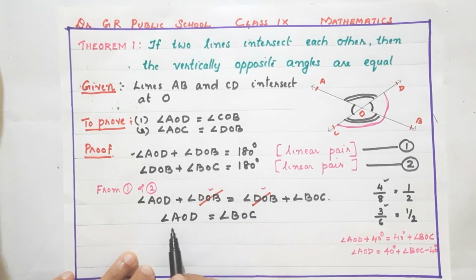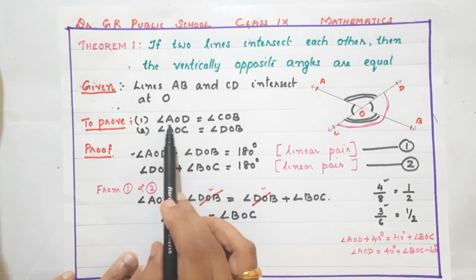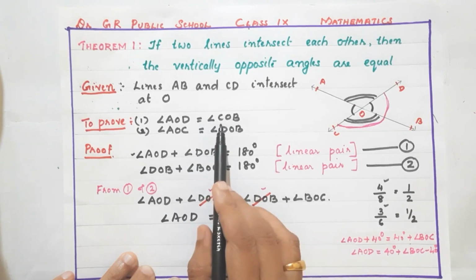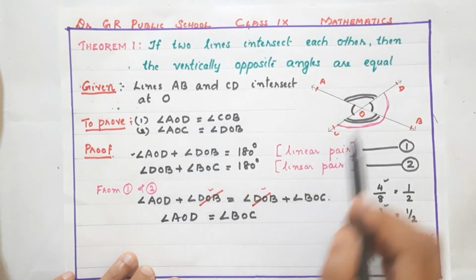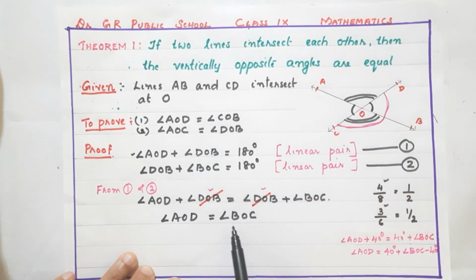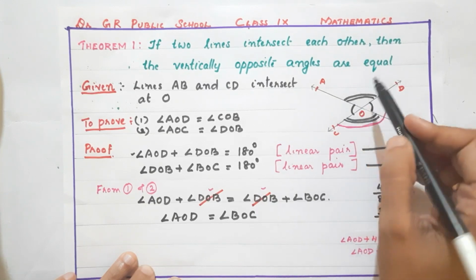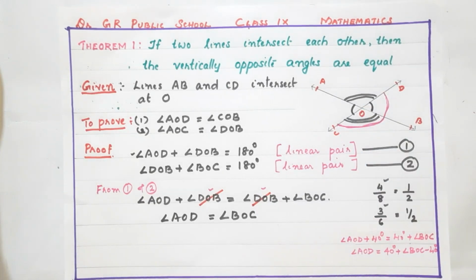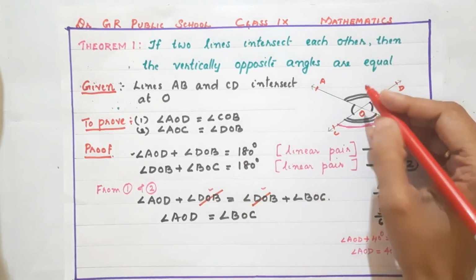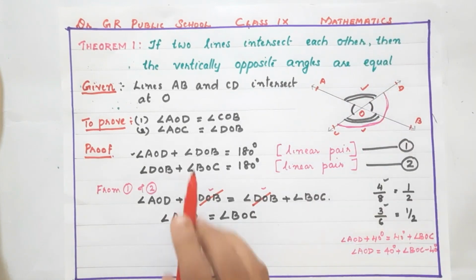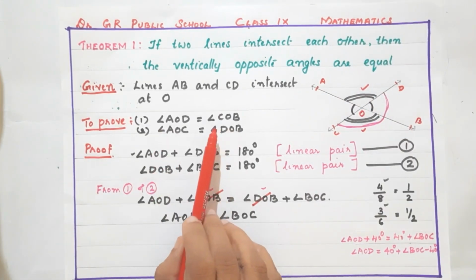This is the first one to prove. Angle AOD is equal to angle COB. Angle COB is the same as angle BOC. Okay. Angle BOC or COB. So these two angles are equal. Vertically opposite angles are equal. So we proved the first one.